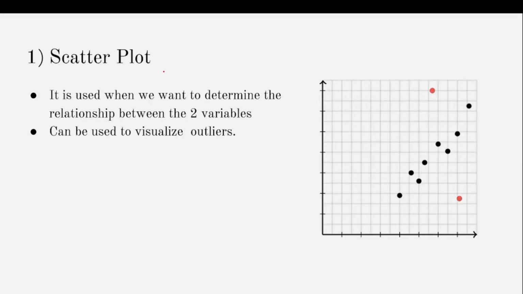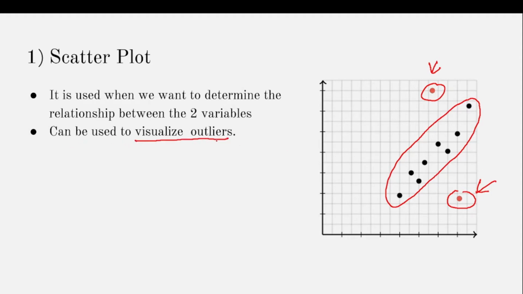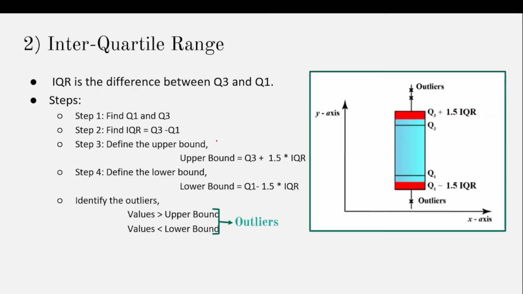The first method is to visualize the outliers with the help of a scatter plot. Scatter plot, as we all know, is used when we want to determine relationship between two variables. In this scatter plot, as we can clearly see, most of the data points lie close to each other and follow a specific pattern. But there are 2 points which are very different from all the other points. We term these points as outliers, and therefore we can say that scatter plot can be used to visualize the outliers. The next method is using the interquartile range.